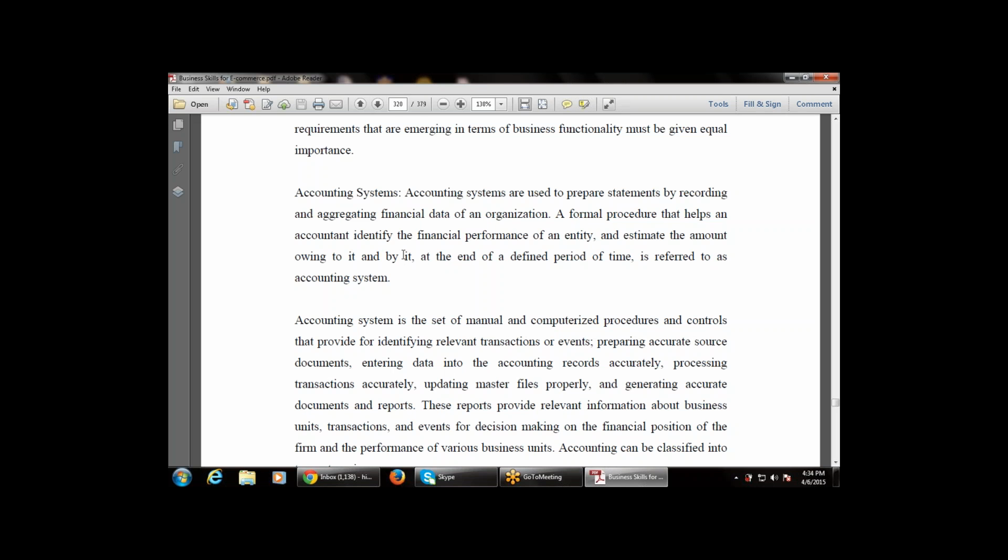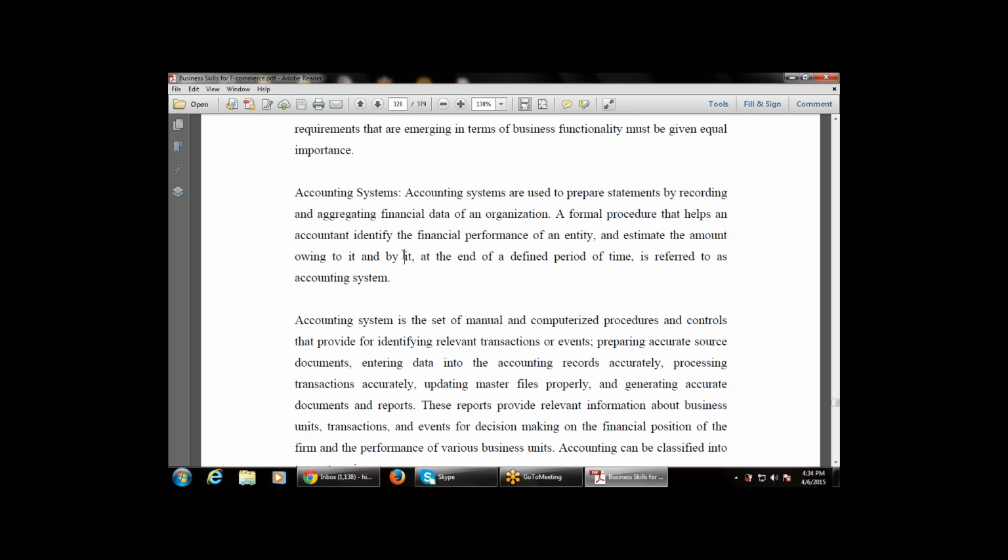So the accounting system is the set of manual and computerized procedures. The accounting system may be used manually or in a computerized procedure. It is a set of manual and computerized procedures and controls that provides for identifying relevant transactions or events, preparing accurate source documents, entering data into accounting records accurately, processing it in an accurate manner, updating the master files properly, and generating the accurate documents and reports. That is the accounting system.